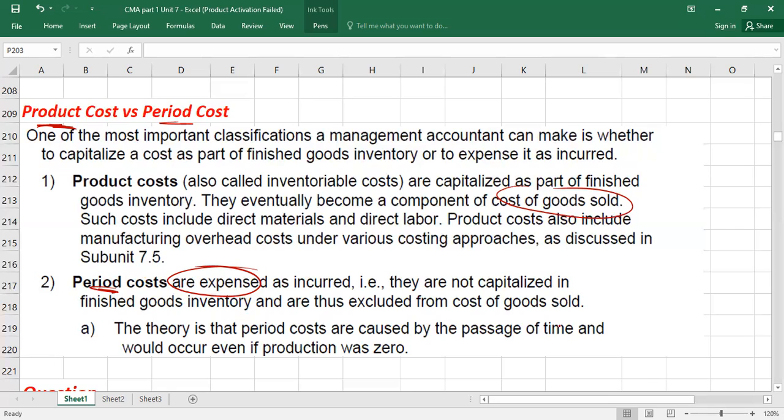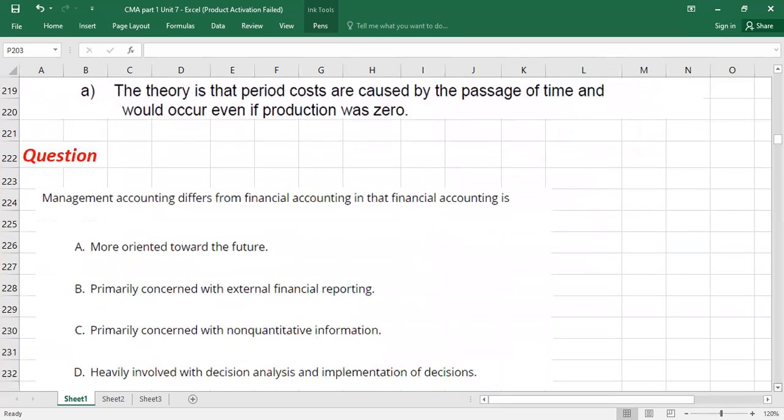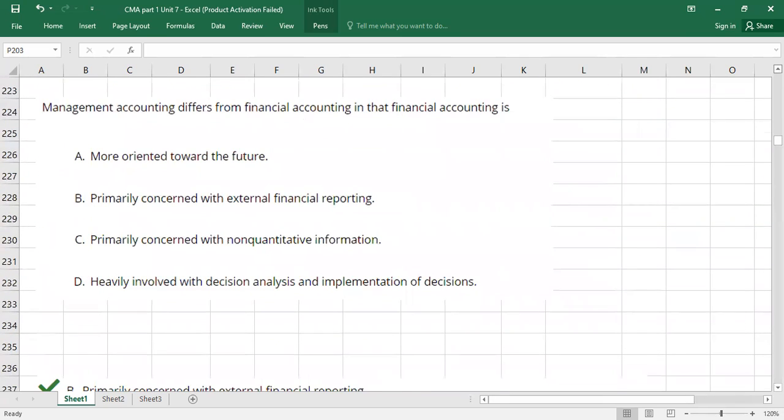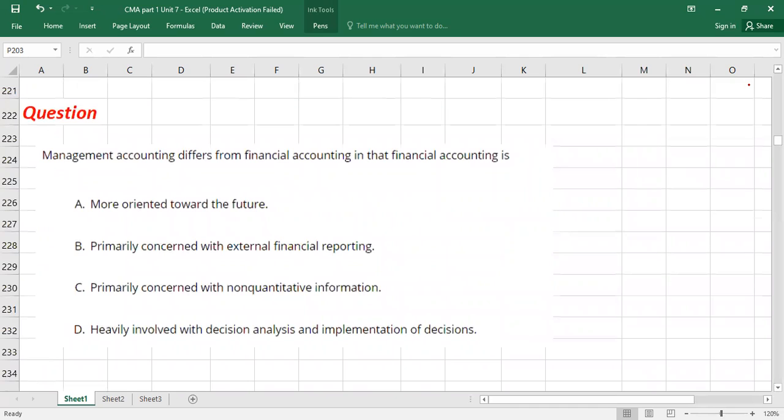Understood? So I'm going to show you some questions here. Guys, here we go. Question number 1 we are discussing here. I would request you to go through this question quickly, please, so we will discuss it.